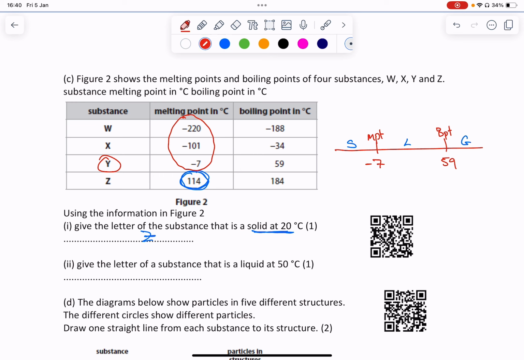If you look, the question says at 50 degrees. So 50 degrees on my number line is going to be there. And in that case, this is a liquid, and that's what it wants me to have, a liquid at 50 degrees. So the right answer here is option Y for that one.